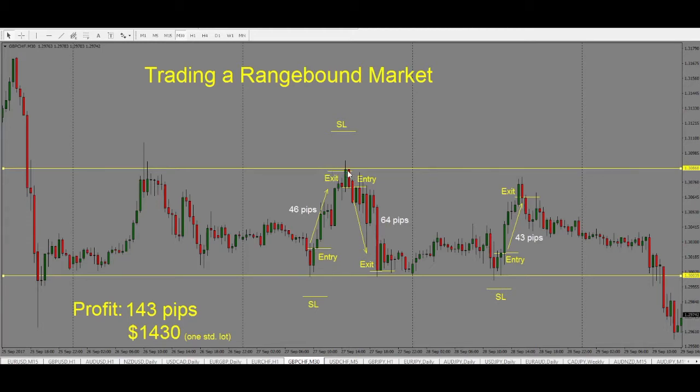So we want to place our take profit target just before price gets into the support and resistance level, and we can exit the trade. So in this case, we have 46 pips in the trade from entry to exit.